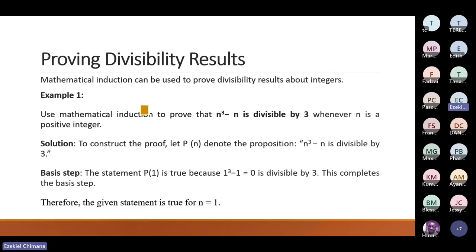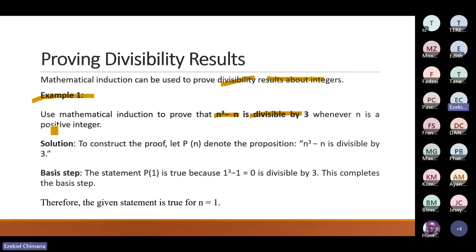Not by proving divisibility results. Those are mathematical inductions with divisibility. How do you answer such questions? Mathematical induction can be used to prove divisibility results about integers. So this is an example. Use mathematical induction to prove that n cubed minus n is divisible by 3.